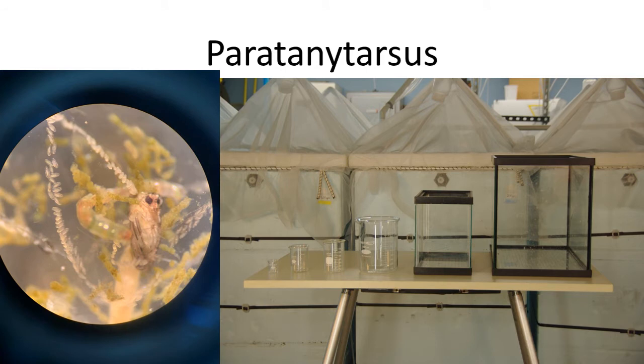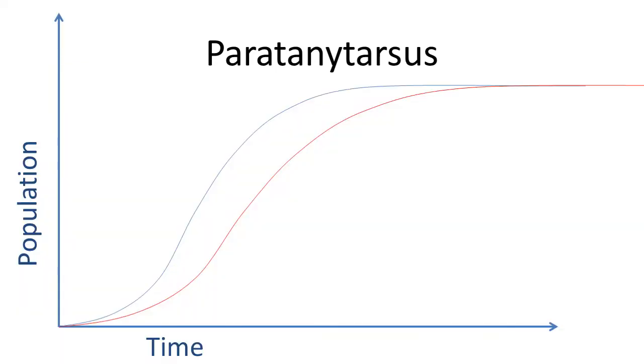Serendipitously in 2007, I accidentally brought a culture of Paratanitarsus into the lab, and it proliferated. When we ran toxicity tests with it, we had a lot of stochasticity, and we thought some of that was emergence, but some of that might also have been a density-dependent effect. You might remember this graph from freshman ecology as well. You can imagine those as two different population growth curves.